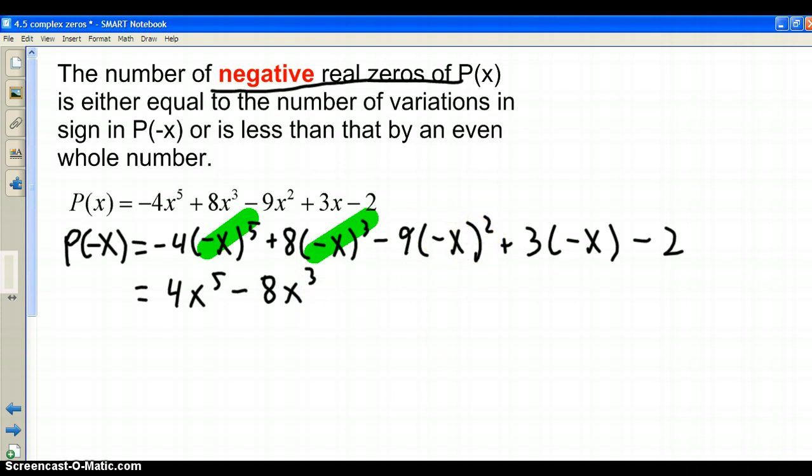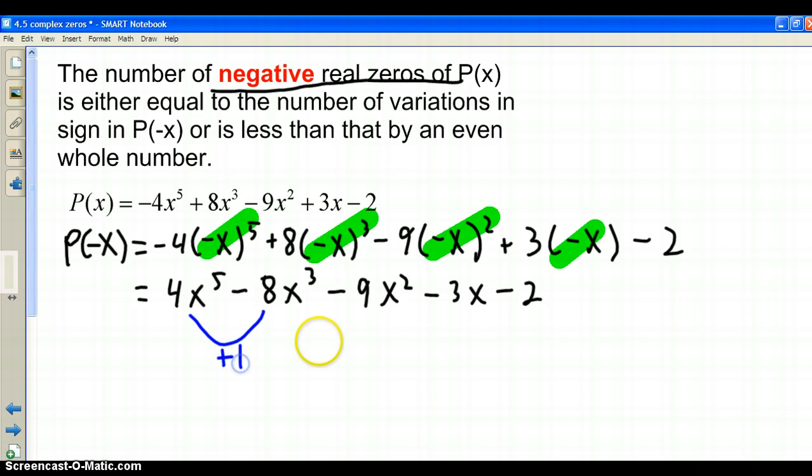And let's look at this. If you look at just this part of the term, a negative squared is going to be positive, so this is still negative, so I say minus 9x squared. And then if you look at this term, negative x, that's always going to be negative, so I'm going to say minus 3x and then minus 2. So once you do that, now we're going to count the number of sign changes. From positive to negative, that's one sign change. From negative to negative, no sign change there. Negative to negative, no sign change, no sign change. So there's only one negative real zero.